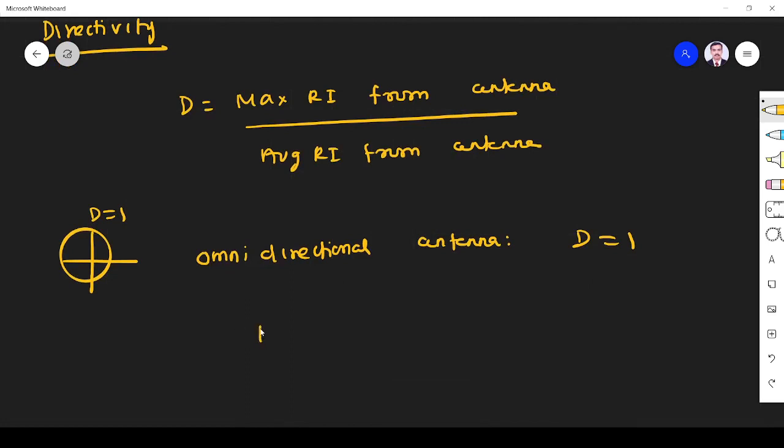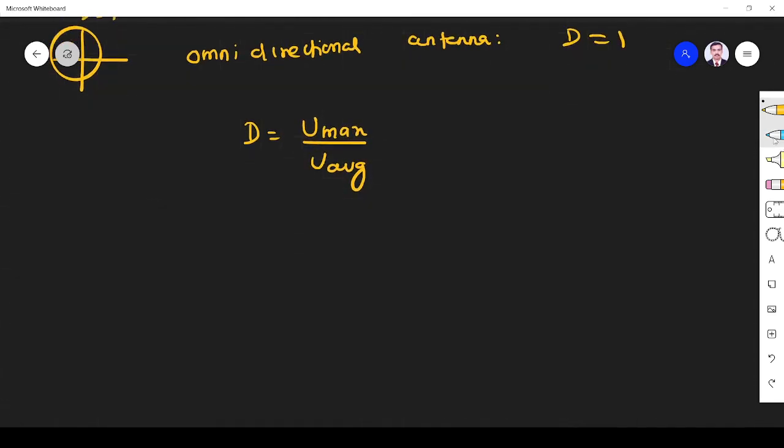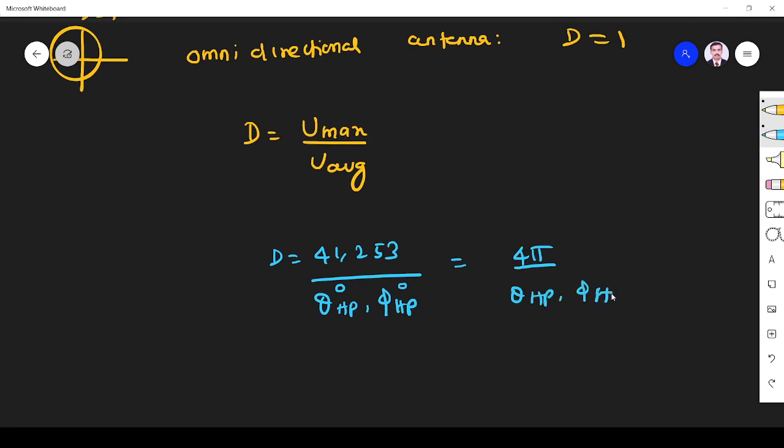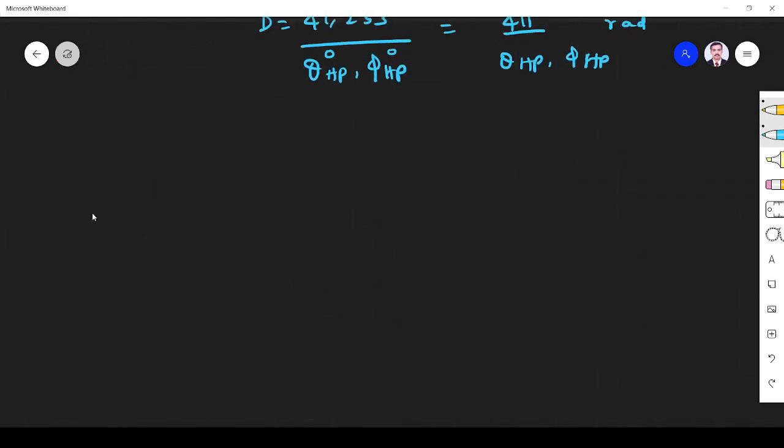Directivity indicates how much the antenna is directional. So directivity is given by U max, the maximum radiation intensity, divided by the average radiation intensity. Next, I can write directivity in terms of the half power beamwidth, theta hp, in degrees. In radians, it is 4 pi divided by theta hp by hp in radians. So these are all the properties of directivity.